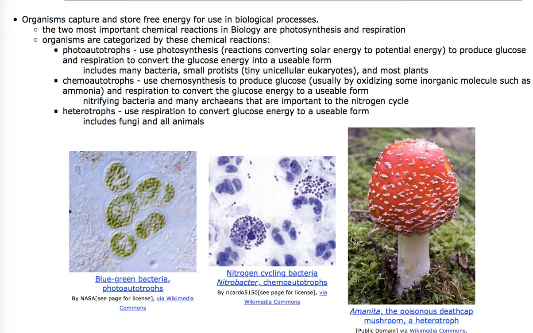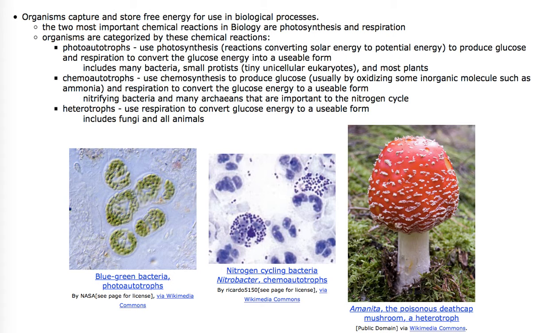Now, organisms capture and store free energy for use in biological processes. Now, I was trying to talk about this before. There are three general strategies we'll talk about throughout this course. Photoautotrophs are organisms that use photosynthesis to convert solar energy to potential energy. Photoautotrophs are things like plants and algae.